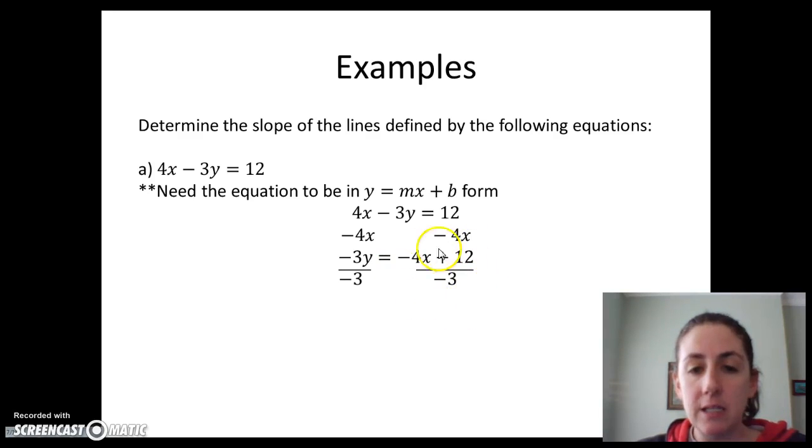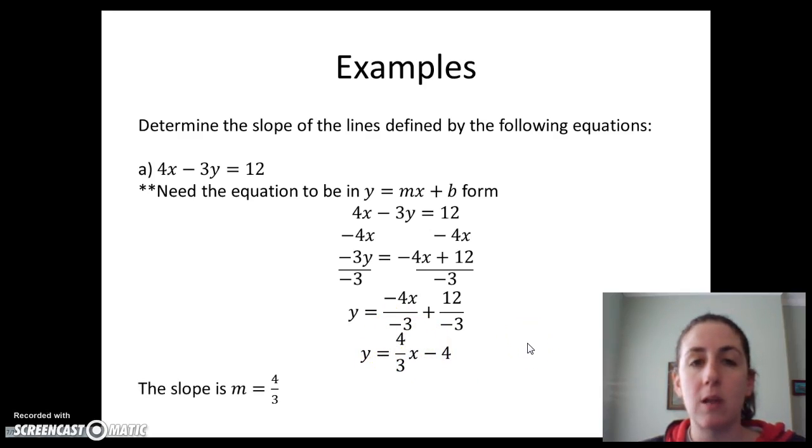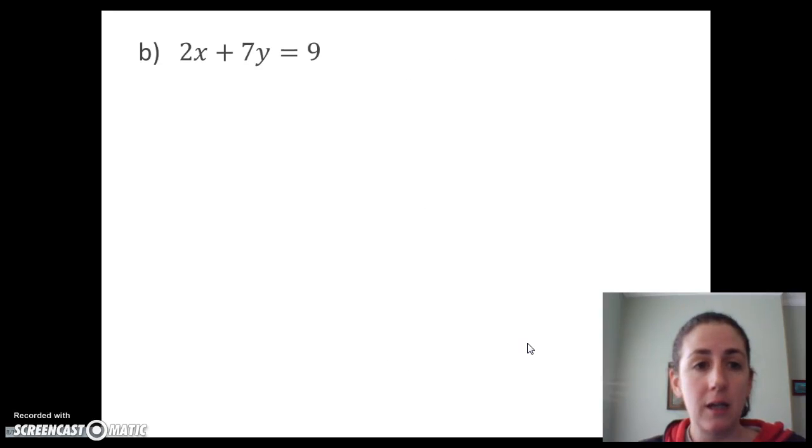Now you're dividing this entire side by -3, which means you need to divide each of the pieces. The -4x needs to be divided by -3, and so does the 12. And then we reduce. Negative over negative becomes a positive, and the 12 divided by -3 becomes a -4. So now we have the equation in y equals mx plus b form. Now we can look at the number in front of the x, and we can determine that the slope of this line is 4/3.